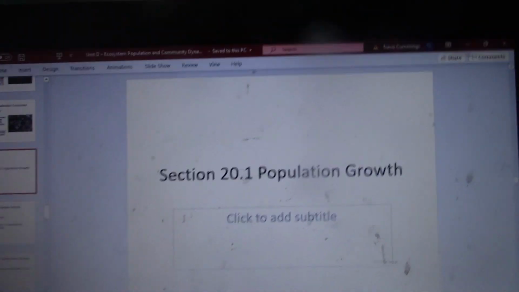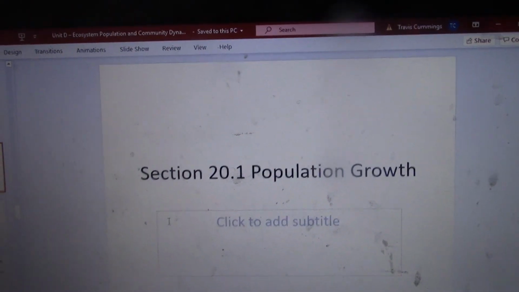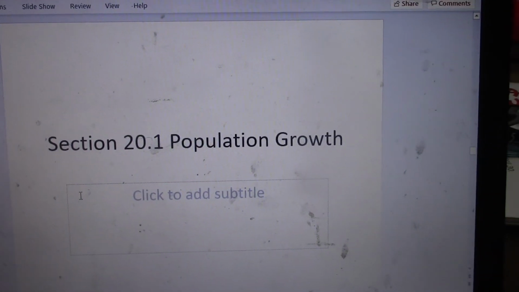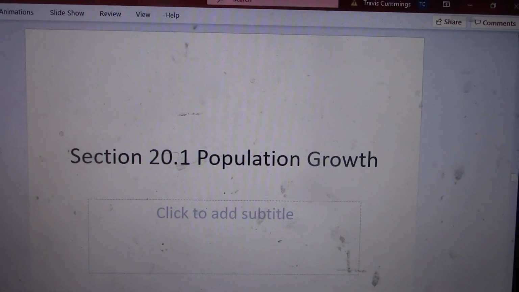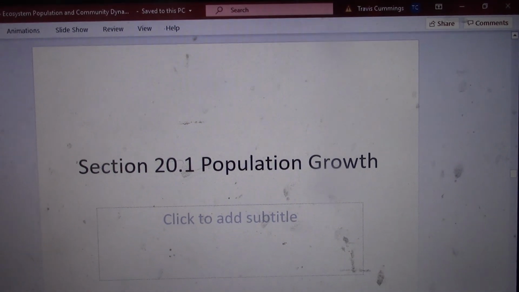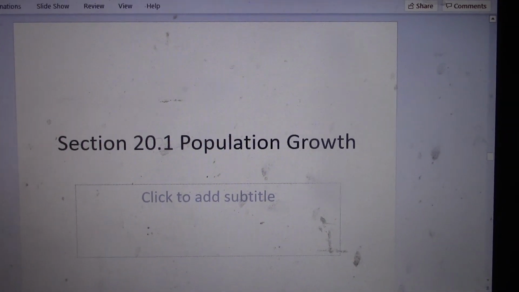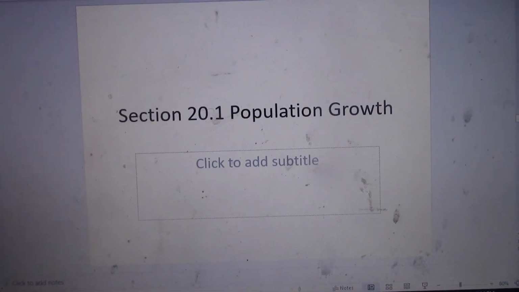Good afternoon, Science 30. This is going to be the second lecture in the Ecology series. I'm going to talk about population growth. Today I'm going to talk about a bunch of equations and graphs, and then we'll finish up the last part of ecology in another lecture looking at ecological relationships.